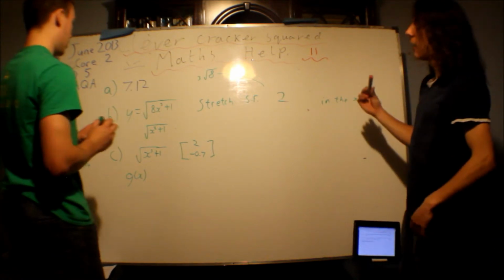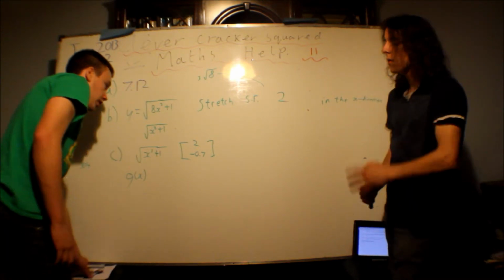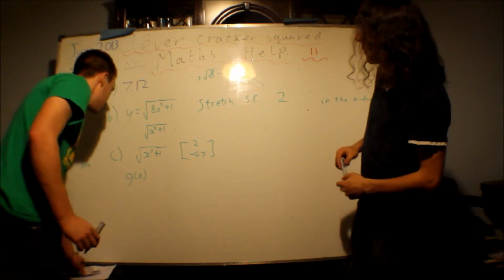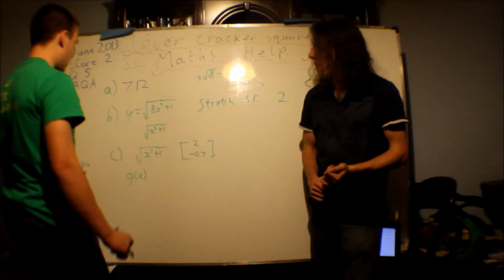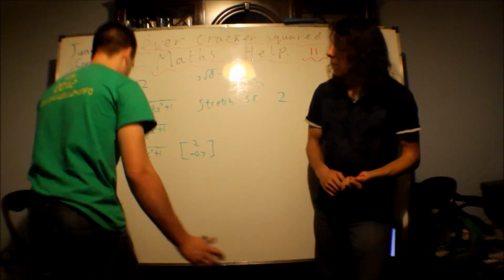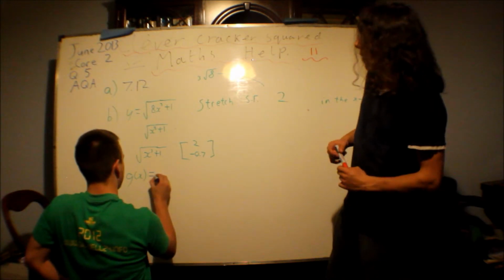I think we should do this bit in a different colour. Okay, I've got blue here. So first I think we should do the translation, then do the 4. There are 2 steps. Like Wayne said, first do the transformation.